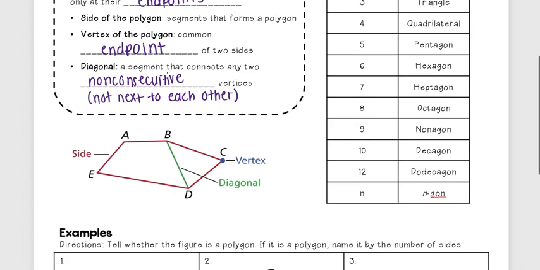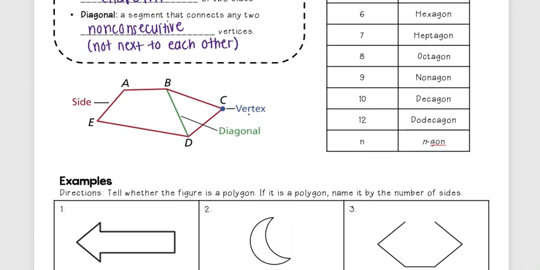And so down here you will see a picture of all this vocabulary. So these red, those are my segments or my sides. Where the sides meet, that's my vertex. And then a diagonal is just going to connect 2 vertices that aren't next to each other, so like B and D. Another example would be from E to B. That would be another diagonal.